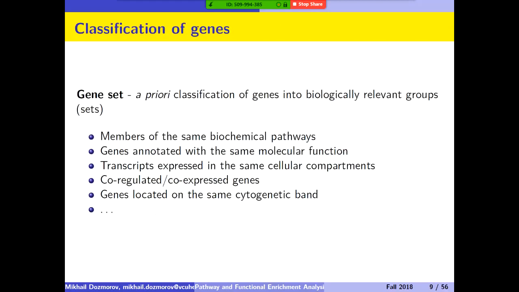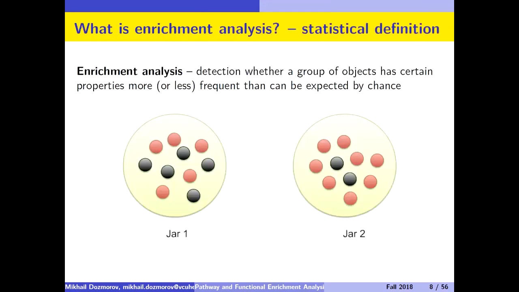Now we need to define a statistical definition for it, and we will come to it. So those jars, consider them like genes that share certain functions. For example, jar 1 may correspond to the hypoxia pathway. Jar 2 may correspond to some tumor suppressor pathway. And red balls correspond to genes that are differentially expressed. So in the first jar, in the hypoxia pathway, you don't see very much enrichment of red genes. But in the second jar, which corresponds to the tumor suppressor pathway, you can see some enrichment of differentially expressed genes.